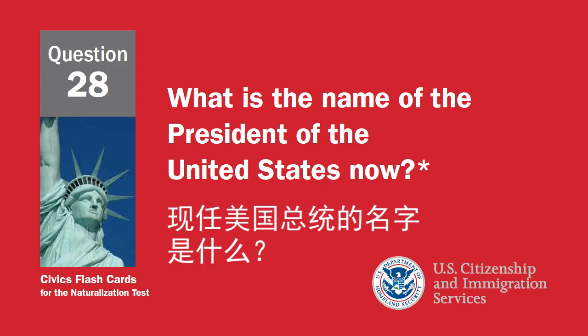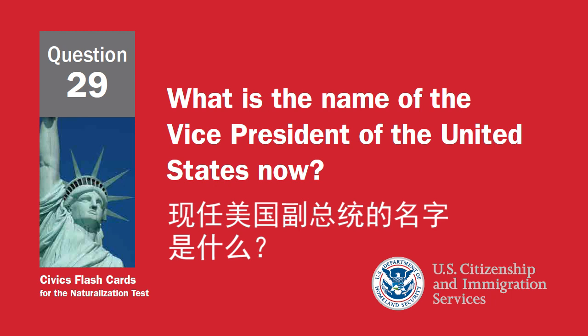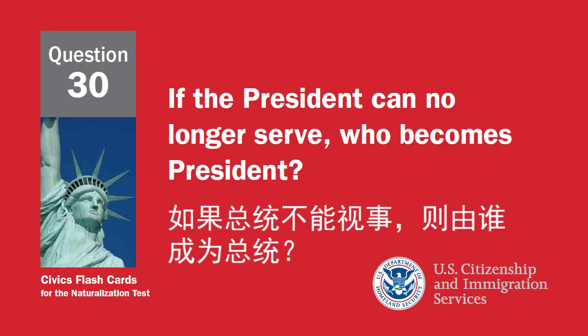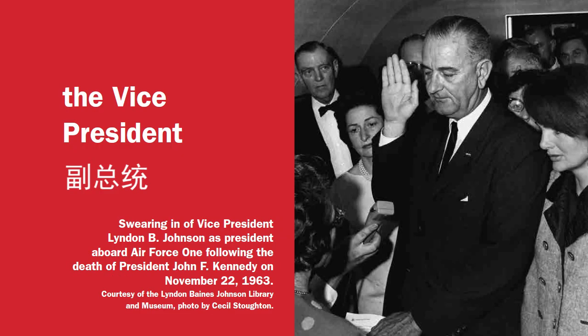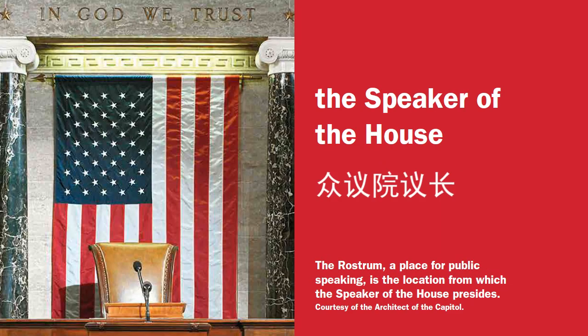What is the name of the President of the United States now? Donald J. Trump. Donald Trump. Trump. What is the name of the Vice President of the United States now? Michael R. Pence. Mike Pence. Pence. If the President can no longer serve, who becomes President? The Vice President. If both the President and the Vice President can no longer serve, who becomes President? The Speaker of the House.